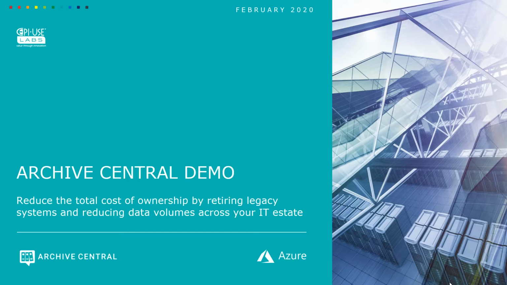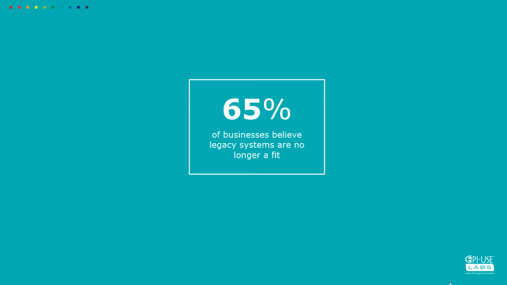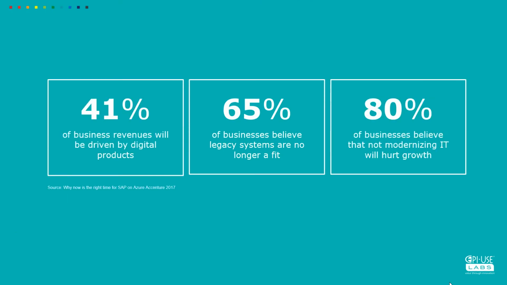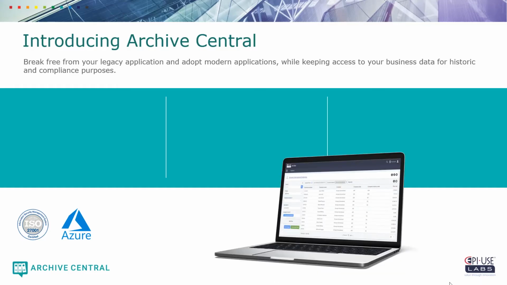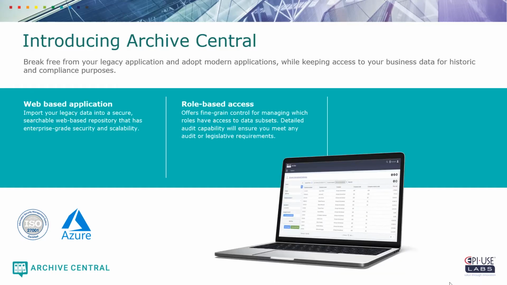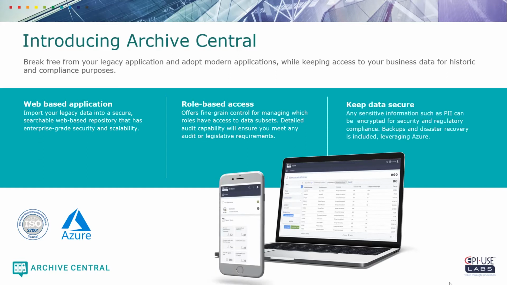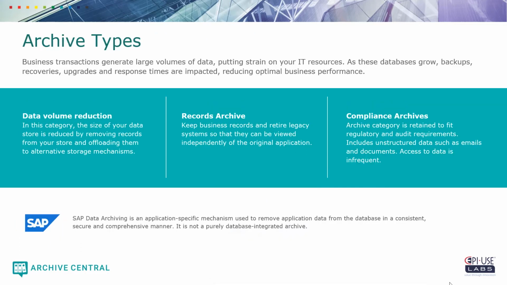Today I'm going to present a brief introduction to Archive Central and then dive very quickly into a demo so you can get a sense of the product. Archive Central was born to help businesses who want to move away from legacy systems. It is a web-based, secure application which secures your data and ensures that it's stored in the most appropriate and compliant mechanism. Now, when talking about archiving, we see there's really three core types of archive solutions or archive types.